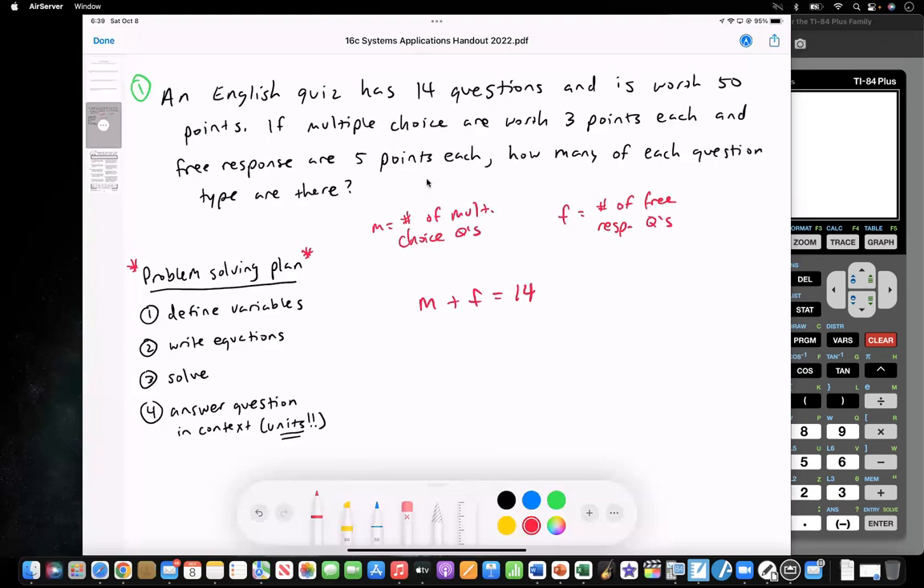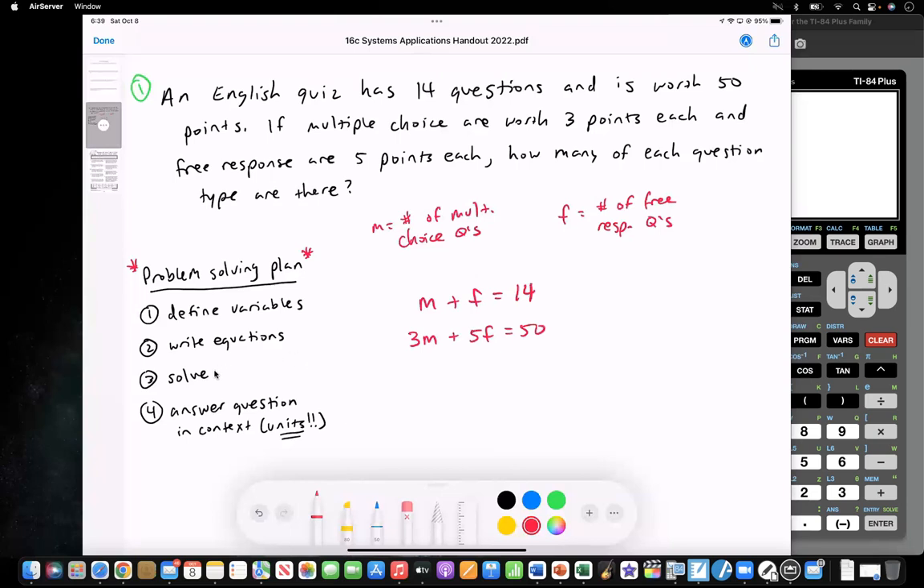Okay, but I could also write an equation for the points because it tells me the multiple choice are 3 points each, so 3 points per multiple choice question, and free response are 5, so 5 per free response. So if I add all those points together, we should have 50 points.